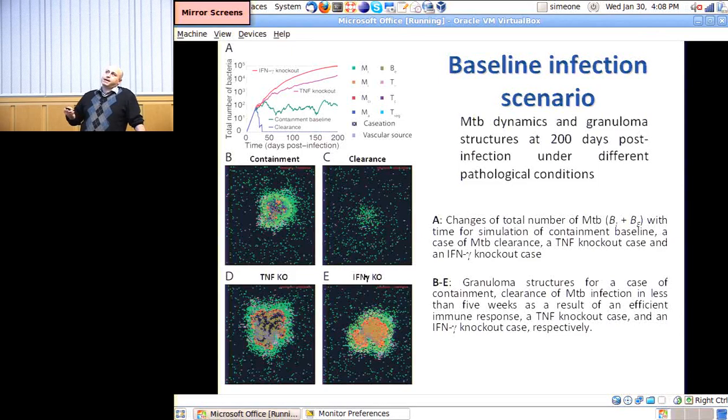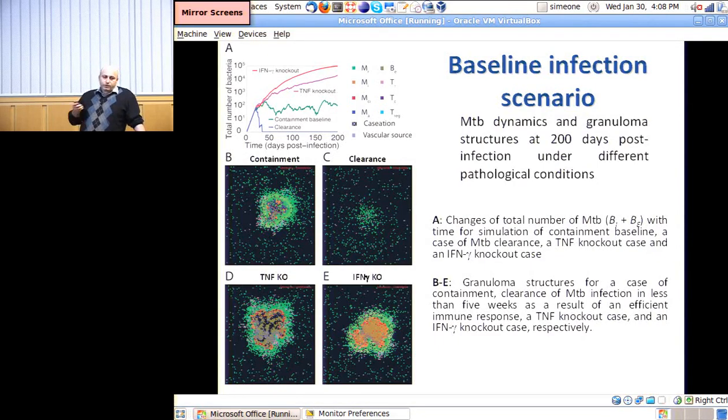And we can get those by knocking out, eliminating from the model mechanisms that are related to tumor necrosis factor or the interferon gamma. So mainly this represents an immune system that cannot activate macrophages, and this is what we get. And this one is more complex because the tumor necrosis factor can have an impact on many, many mechanisms.